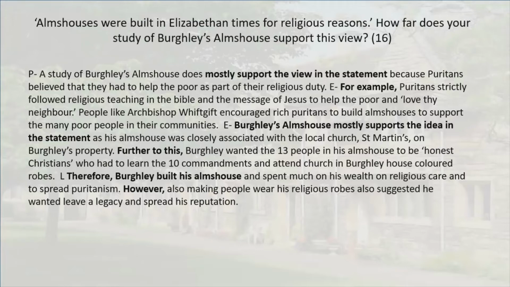People like Archbishop Whitgift encouraged rich Puritans to build almshouses to support the many poor people in their communities. So you've got your point at the top, and then you've got some evidence about Puritan religious values. So we've got a comparison to Archbishop Whitgift, who was Archbishop in Elizabeth's time. He built an almshouse with Puritan values. So we're comparing to other people as well. Then explain how Burghley's Almshouse supports this idea of a Puritan almshouse.